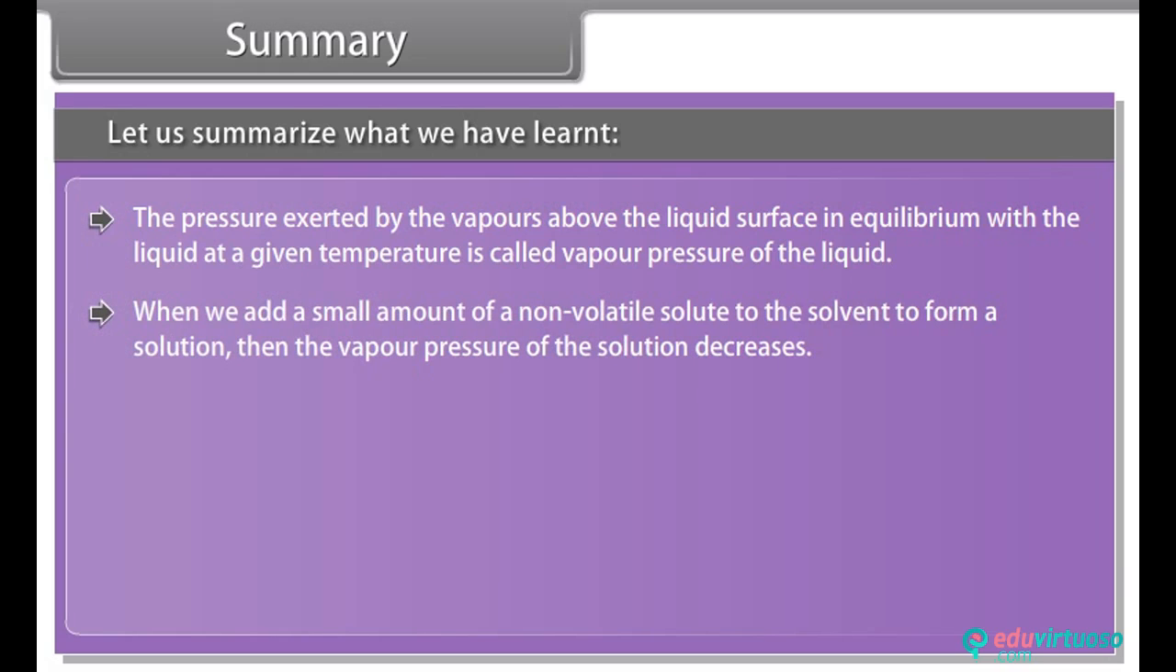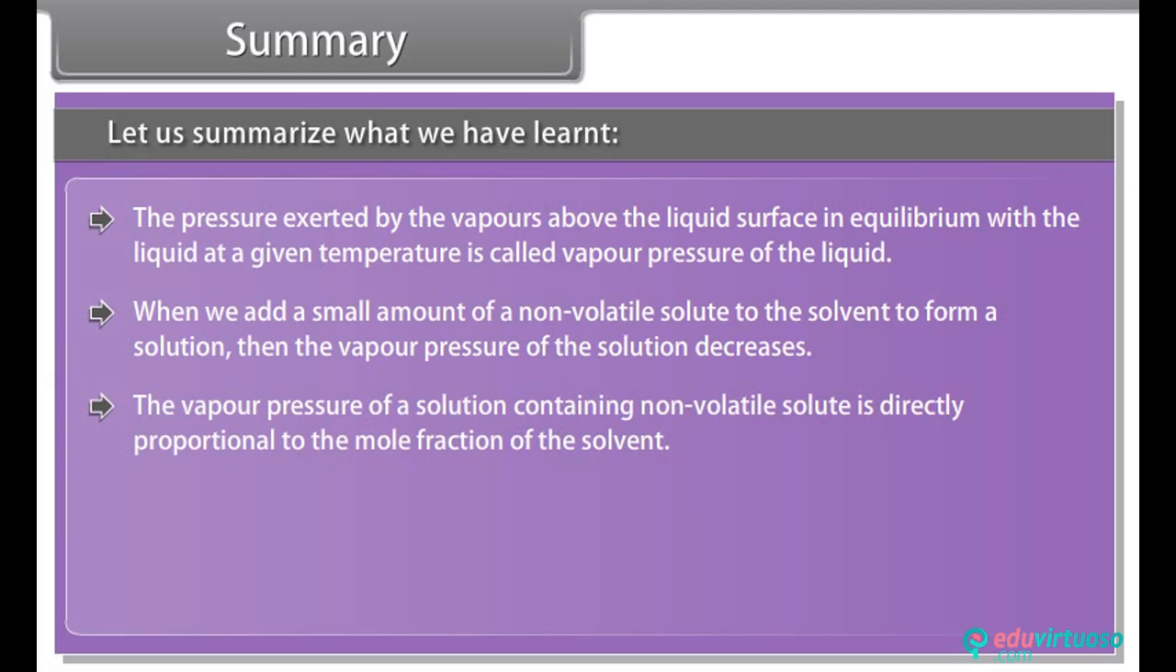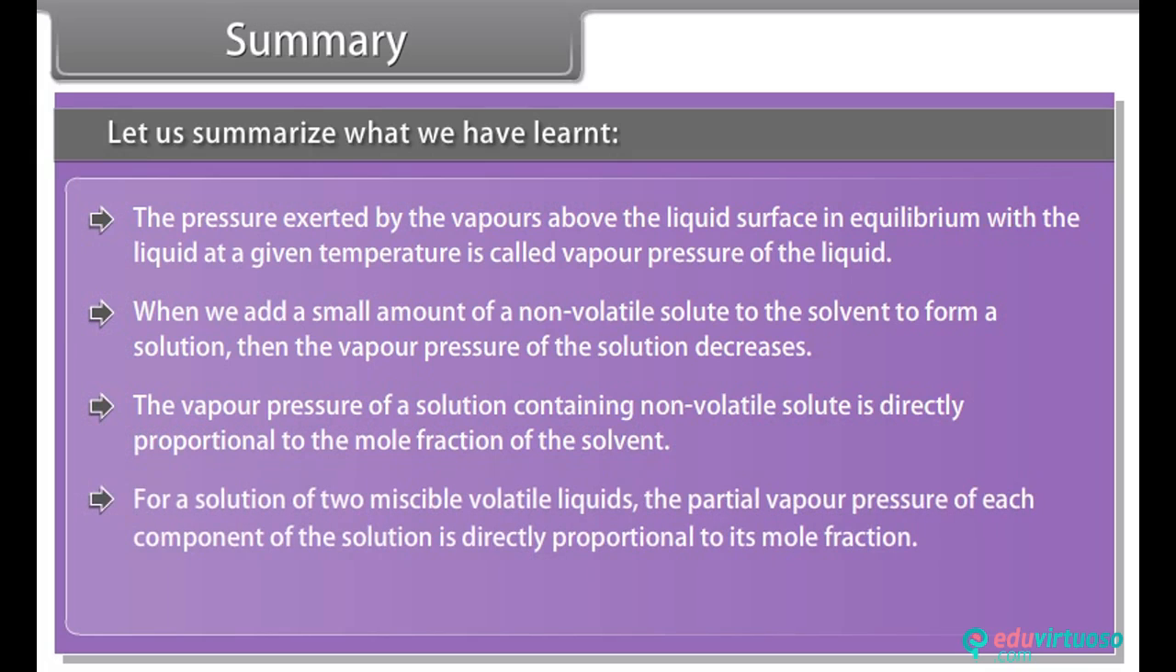When we add a small amount of non-volatile solute to the solvent to form a solution, then the vapor pressure of the solution decreases. The vapor pressure of a solution containing non-volatile solute is directly proportional to the mole fraction of the solvent. For a solution of two miscible volatile liquids, the partial vapor pressure of each component of the solution is directly proportional to its mole fraction.